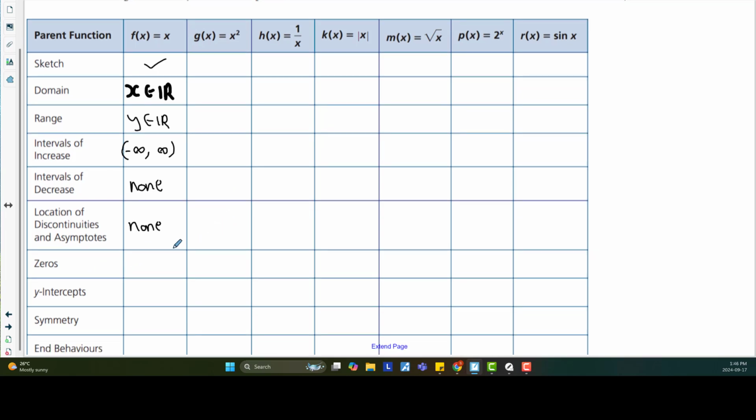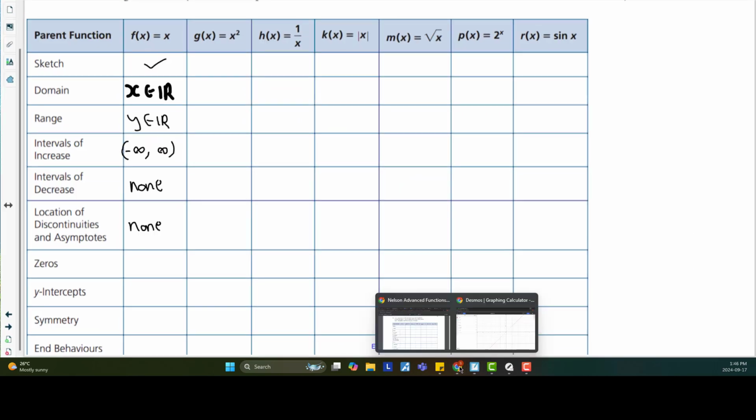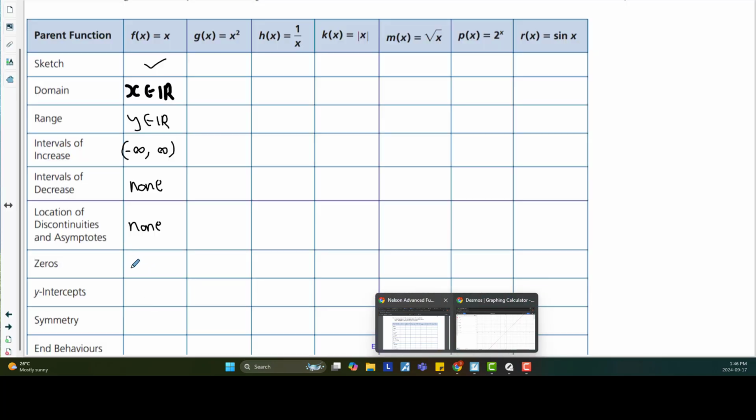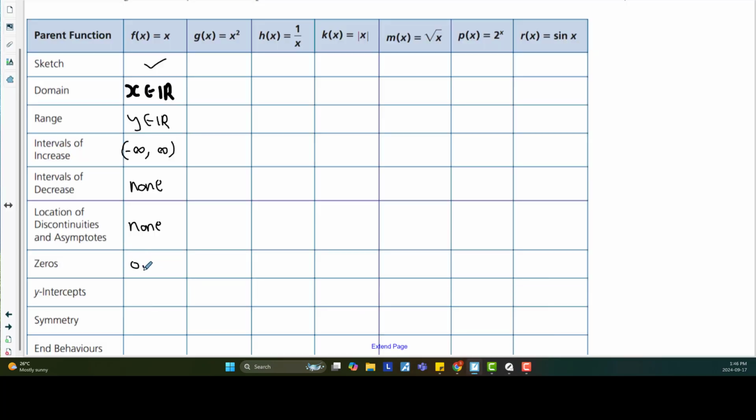Zeros are, remember, another word for roots, solutions, or x-intercepts. So what are the x-intercepts? If you take a look at it, fairly simple. The x-intercept is at the origin. So my x-intercept is (0, 0). The y-intercept is also (0, 0) because that is when it also intercepts the y-axis.